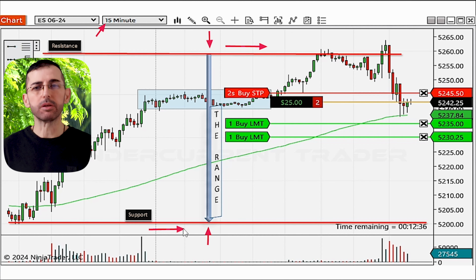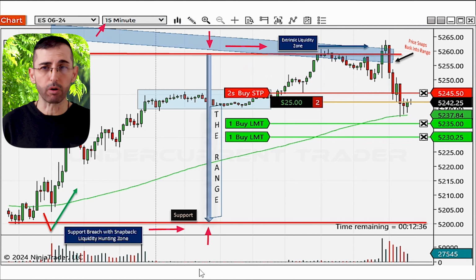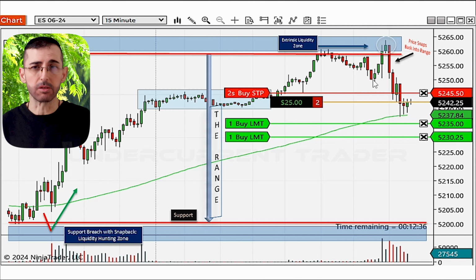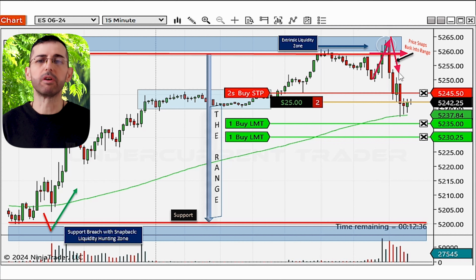That means any price movement below support or above resistance of the range can be seen as areas of liquidity hunting. Which are obviously zones or levels where the market might be heading to, potentially offering a trade opportunity if price, and this is very important to remember, if price breaches, as is the case up here, breaches resistance but then quickly reverses by snapping back into the range, confirming this way the validity of the stop hunt zone.